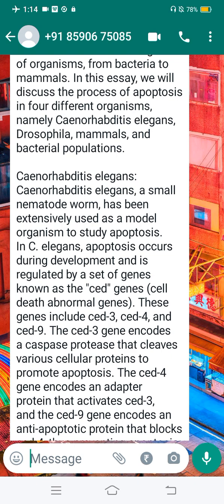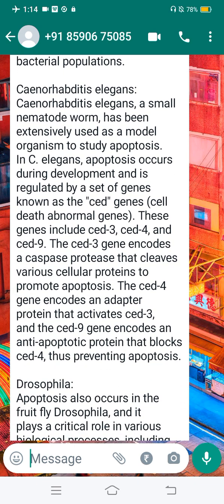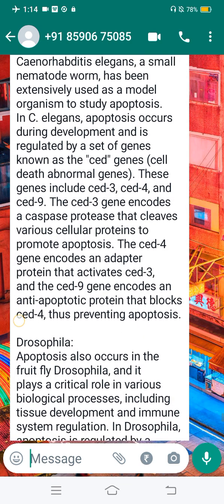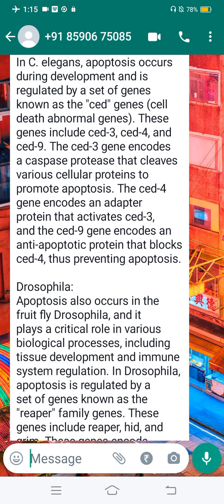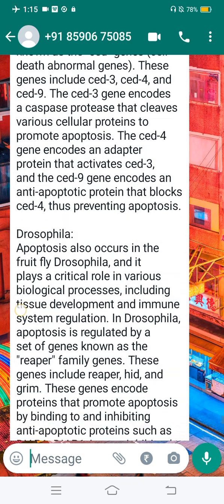Apoptosis occurs during development as it is regulated by a set of genes known as CED genes, or cell death abnormal genes. These genes include CED3, CED4 and CED9. The CED3 gene encodes a caspase protease that cleaves various cellular proteins to promote apoptosis. The CED4 gene encodes the adapter protein that activates CED3, and the CED9 gene encodes the anti-apoptotic protein that blocks CED4, thus preventing apoptosis. Next, Drosophila.